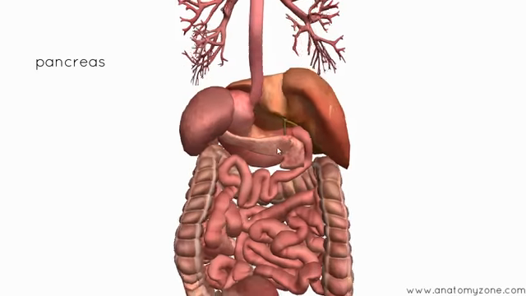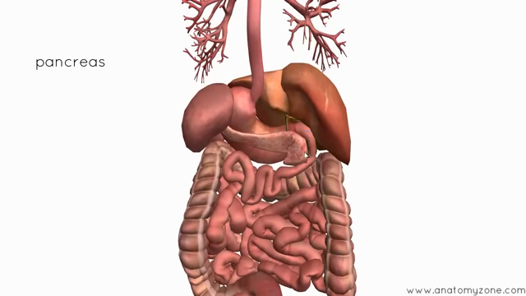So you can see this structure here. The head of the pancreas sits in the curve of the duodenum, and the tail extends to this organ, the spleen. So the pancreas has endocrine and exocrine functions. So the endocrine functions are producing insulin and glucagon, and its exocrine function is to produce pancreatic juice, which is secreted into the duodenum, and this aids digestion.